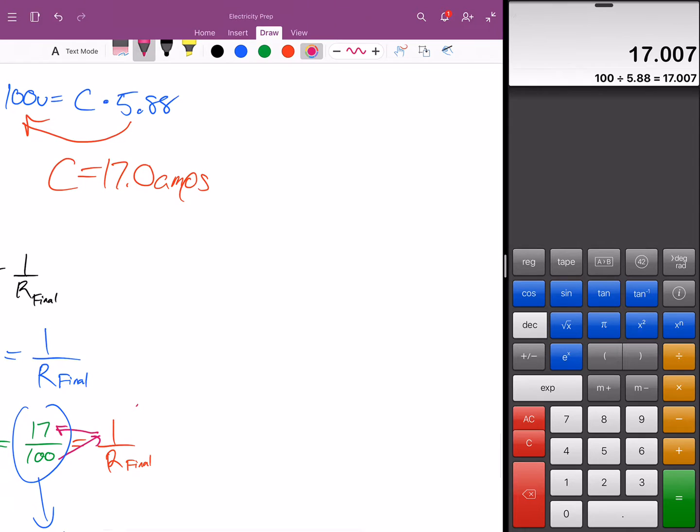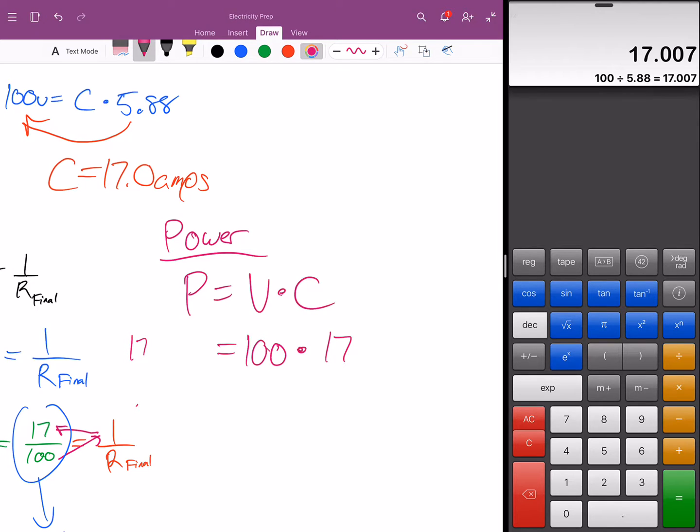And once more, you introduce power. So P equals V times I, voltage being 100, current being 17. So it's safe to say your power for wattage is 1700.